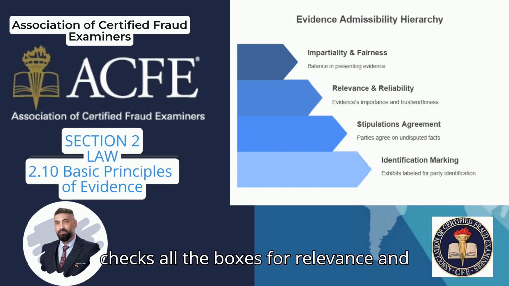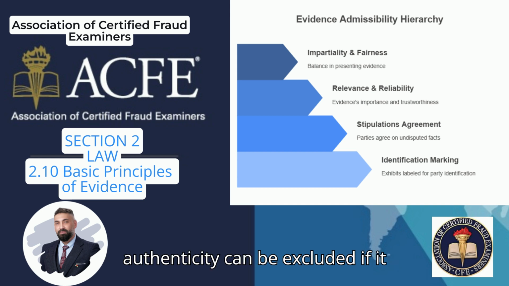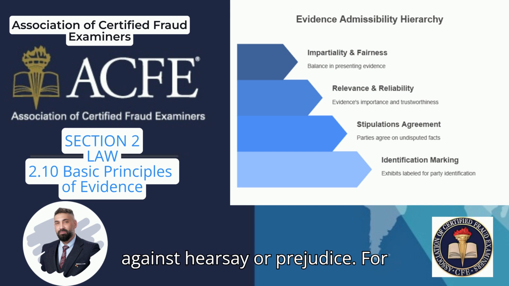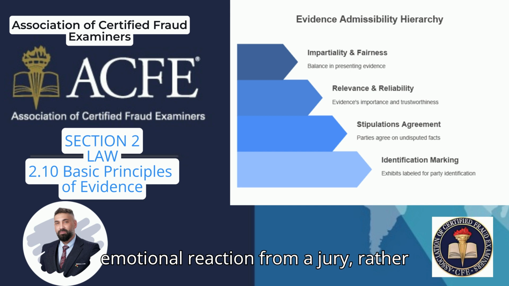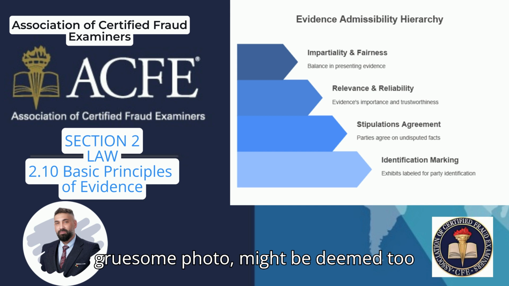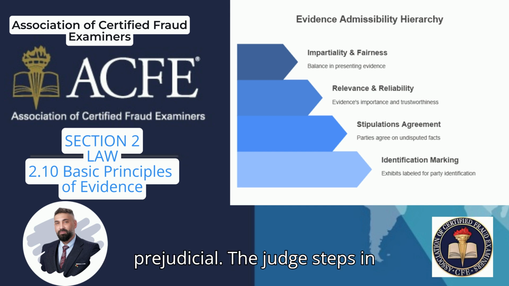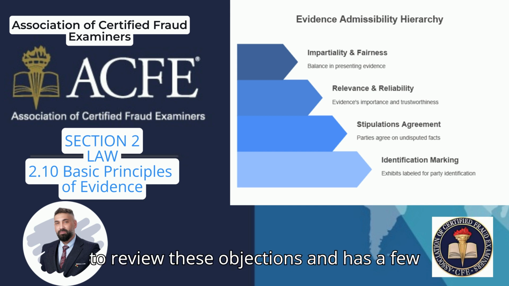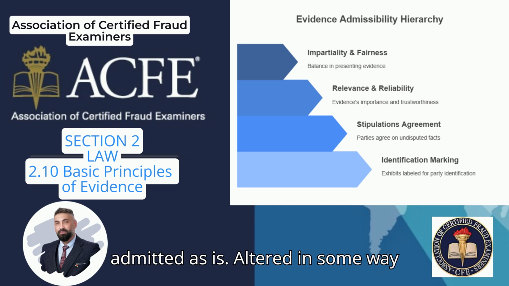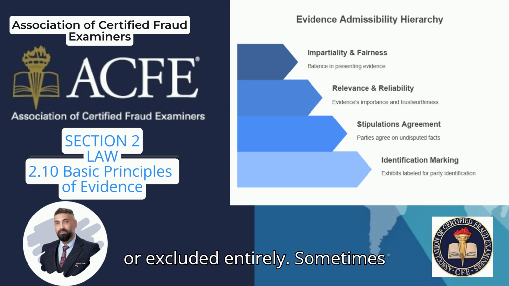Even evidence that checks all the boxes for relevance and authenticity can be excluded if it violates procedural rules, such as those against hearsay or prejudice. For example, evidence that evokes an emotional reaction from a jury, rather than focusing on hard facts, like a gruesome photo, might be deemed too prejudicial. The judge steps in to review these objections and has a few possible responses. The evidence can be admitted as is, altered in some way, or excluded entirely.